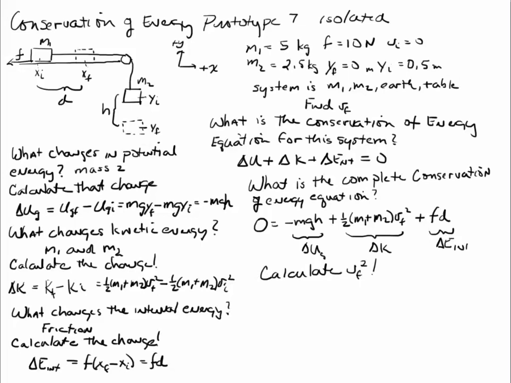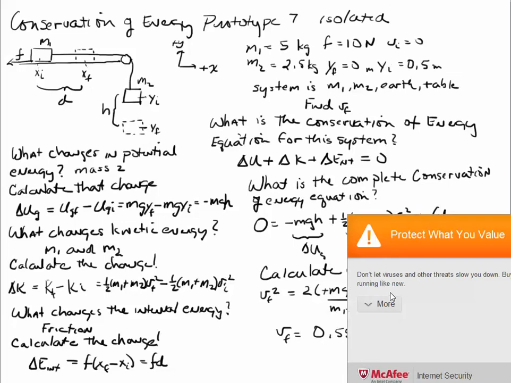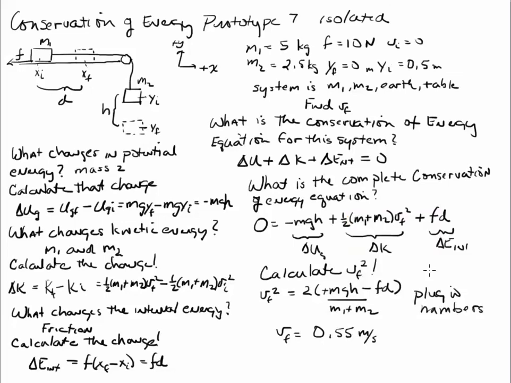Calculate the final velocity squared. We have that the final velocity squared is equal to the change in potential energy minus the change in internal energy. And that quantity is multiplied by 2 and divided over the total mass. Now, plug in the numbers and get a final number. You get that the final velocity is 0.55 meters per second. End of problem.